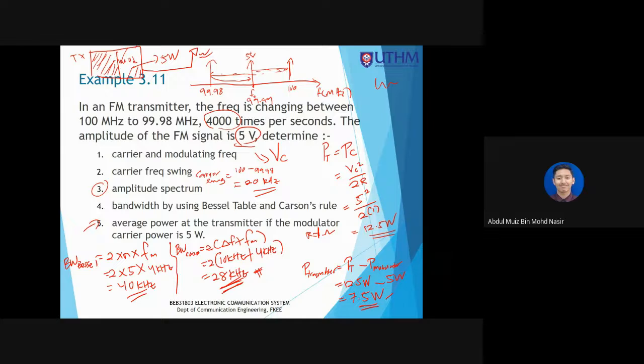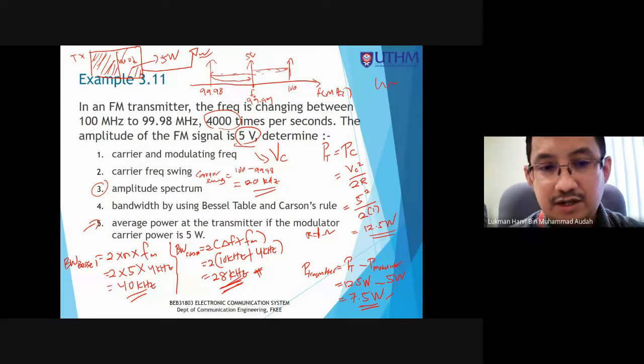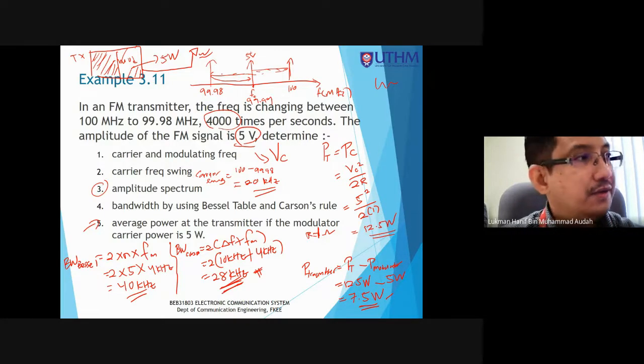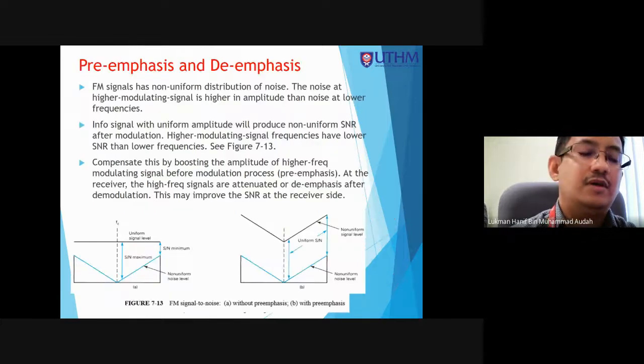Okay, baik. Terima kasih, Doktor. Okay. Ada lagi? Kalau ada soalan boleh tanya. Kalau tidak ada soalan, saya akan teruskan.